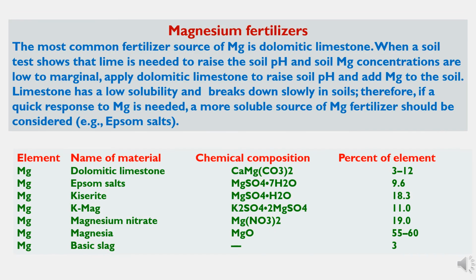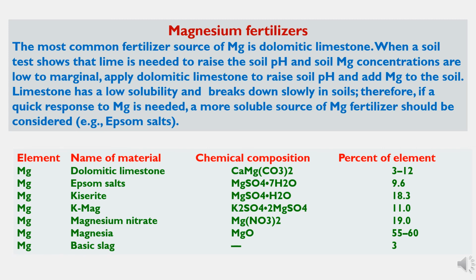Now we will study the next fertilizer category, magnesium fertilizers. The most common fertilizer source of magnesium is dolomitic limestone. When a soil test shows that lime is needed to raise the soil pH and soil magnesium concentrations are low to marginal, in such cases we apply dolomitic limestone to raise soil pH and add magnesium to the soil. Limestone has a low solubility and breaks down slowly in soils. Therefore, if a quick response to magnesium is needed, a more soluble source of magnesium fertilizer such as Epsom salts should be considered.